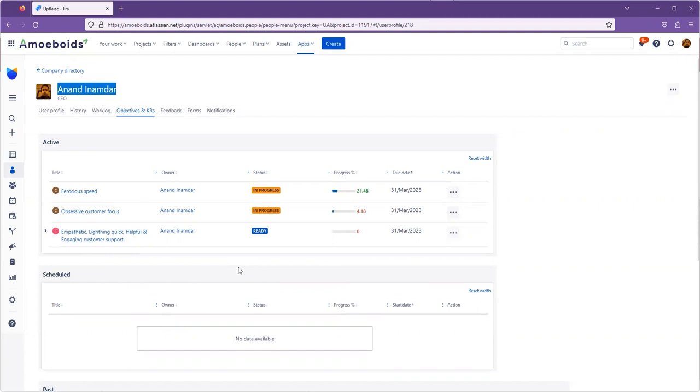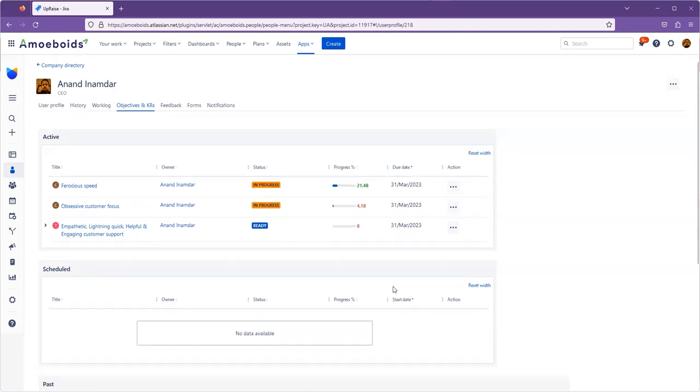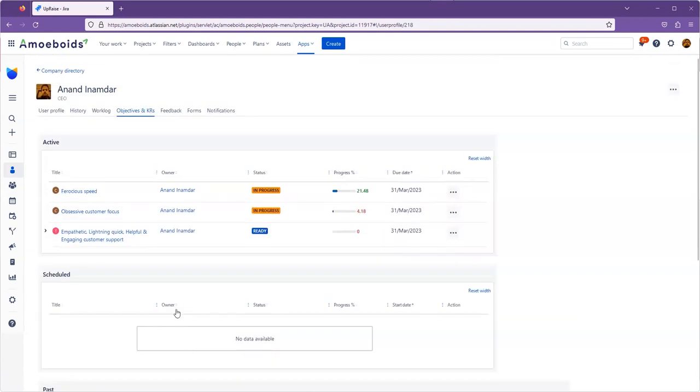So the overall idea is here you will be able to spot all the OKRs where the given user is owner either on the objective or on the key results or both, right? Then the concept of active, scheduled, and past is also simply based on the due dates of the objectives. So for example, all these three have a due date of 31st March. So right up until 31st of March, they'll appear in the active bucket, but from 1st of April, they'll move down to the past bucket.